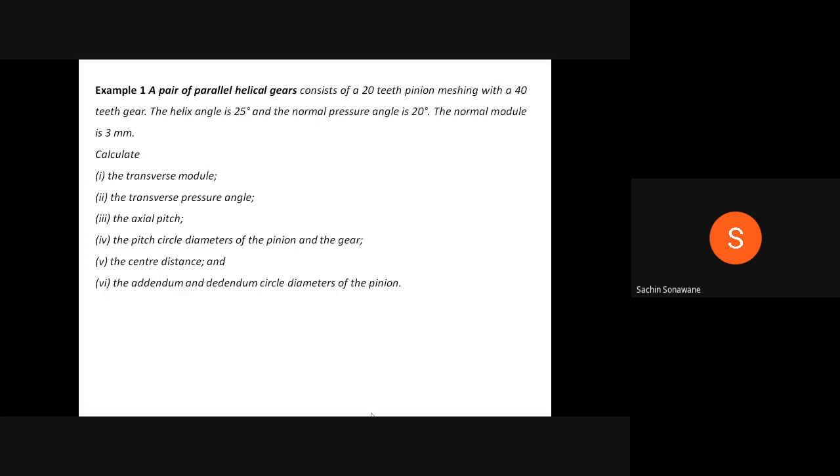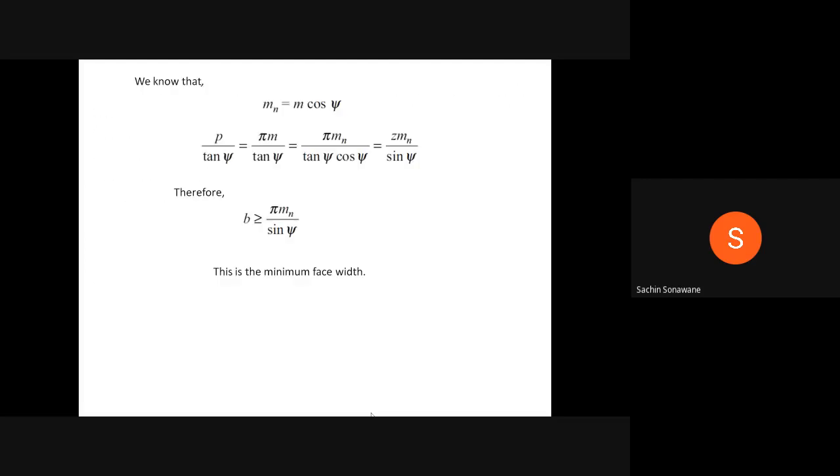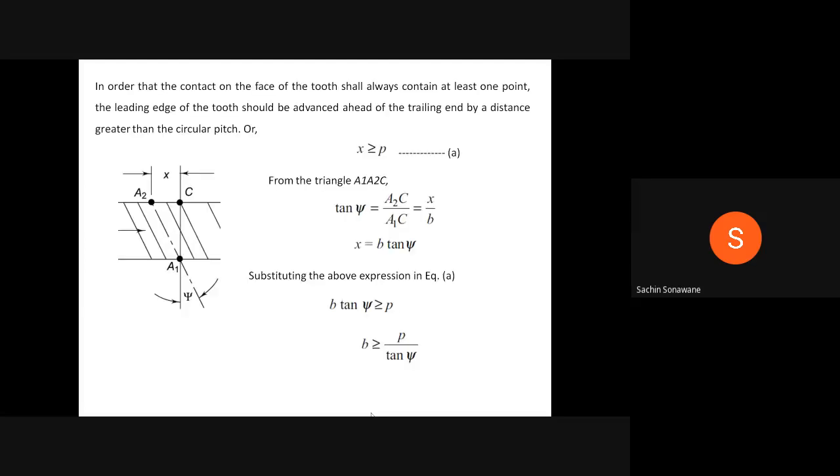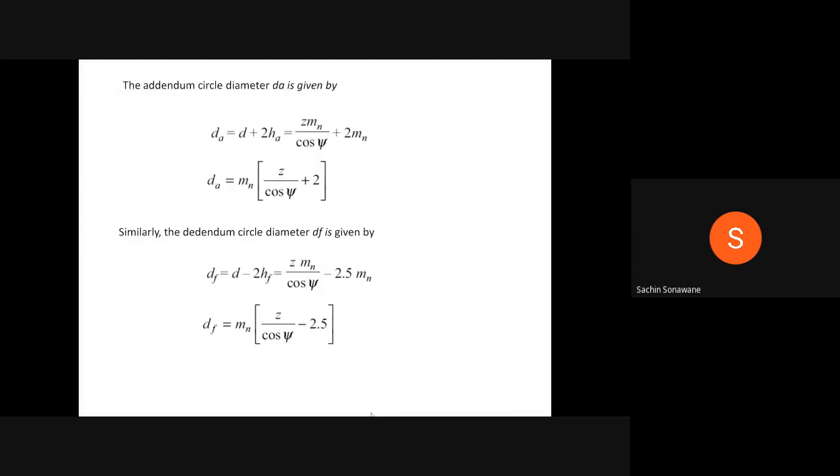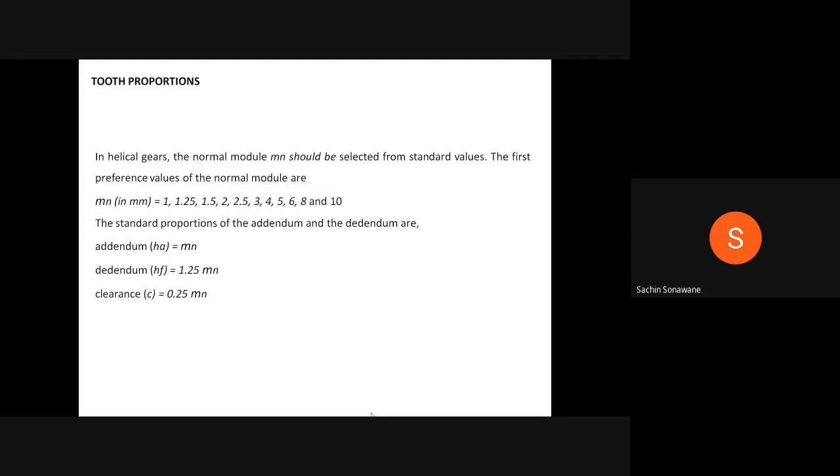Therefore, I think you have written this. Therefore, based upon these tooth proportions, we will solve problems. Let us revise the things. Just see, normal module Mn standard values are 1, 1.25, 1.5, 2, 2.5, 3, 4, 5, 6, 8, and 10 in mm. The standard proportions of the addendum and the dedendum are addendum HA is equal to Mn, dedendum HF is equal to 1.25 Mn, clearance C is equal to 0.25 Mn.